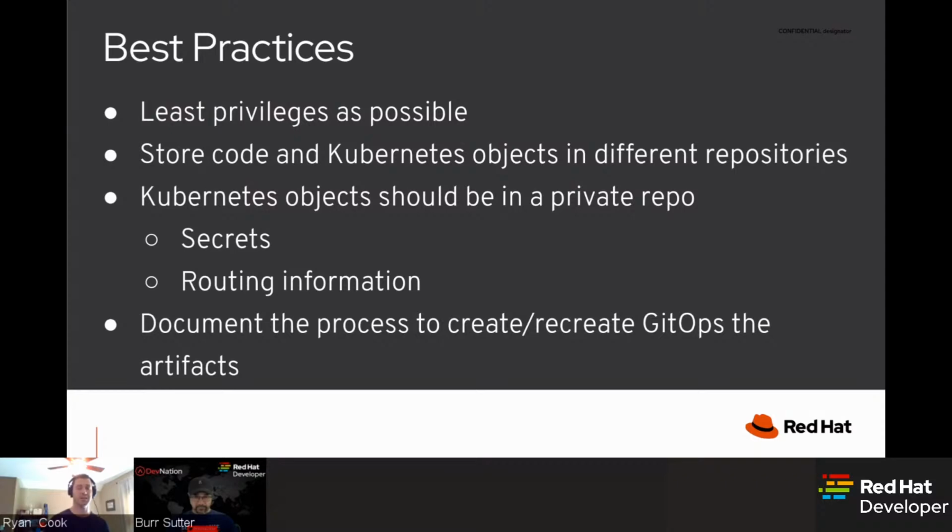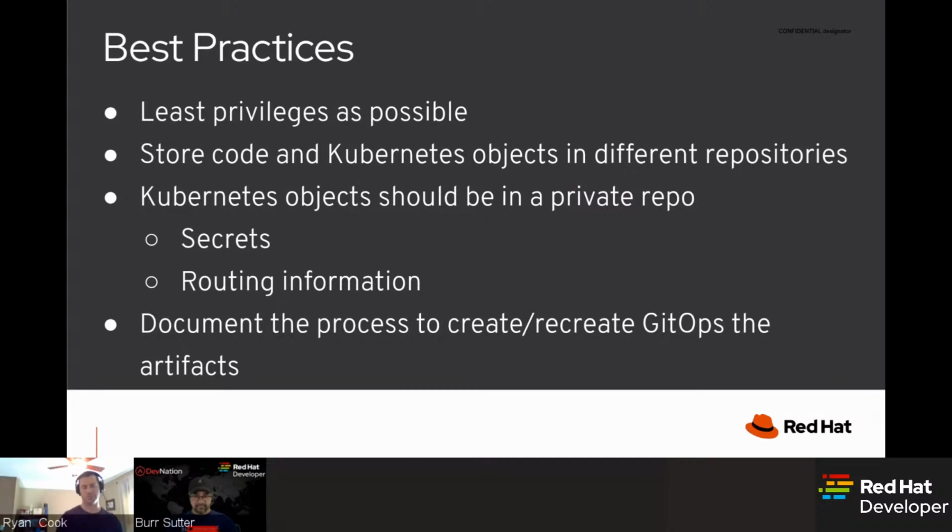Store code and your Kubernetes objects in different repositories. The reason why we say that is it becomes kind of cumbersome, and depending on the tool that you're using, your GitOps tool might use webhooks, and if you're just storing some code in there, you might not want to push a build at that time. And just for security reasons, those Kubernetes objects might have secrets involved, might have some routing information. So it's also advised to keep the Kubernetes objects in a private repository.